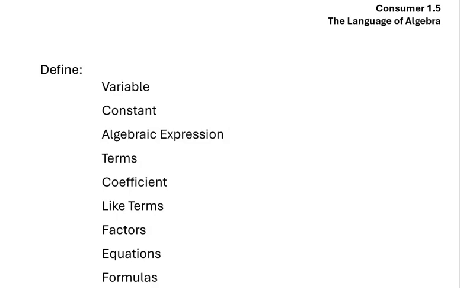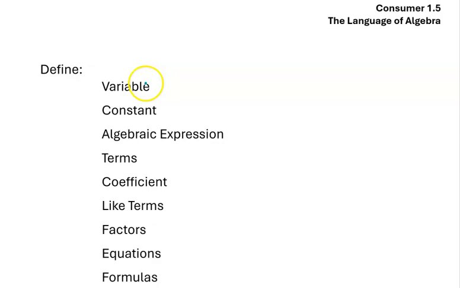James 1:17 tells us that there is no variableness with God. God never changes. He is the same yesterday, today, and forever. And that's also in Hebrews 13:8. However, variables change in algebra, and that's what we're going to look at today. In fact, we're going to look at not only the definition of a variable, but several definitions and properties today.